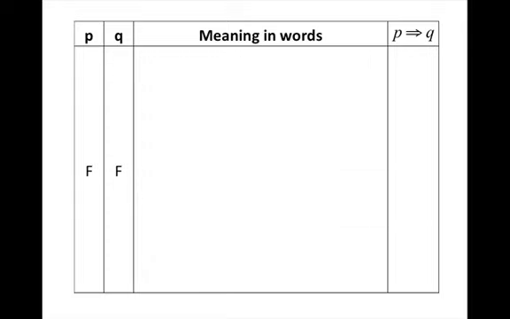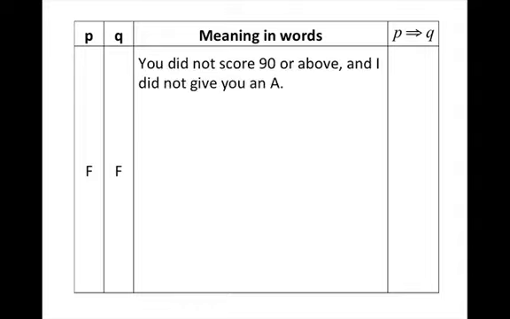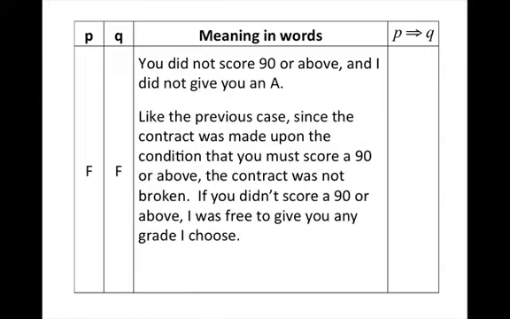And then finally, if P and Q are both false, that means the first part and the second part are false. You did not score a 90 or above, and I did not give you an A. Like the previous case, since the contract was made upon the condition that you must score a 90 or above, the contract was not broken. I didn't break my promise because you didn't hold up the 90 or above. So I was free to give you any grade I chose. So the implication, that promise I made, was still true.